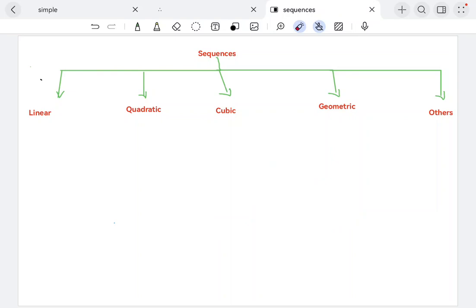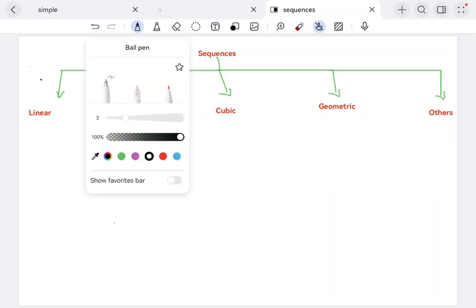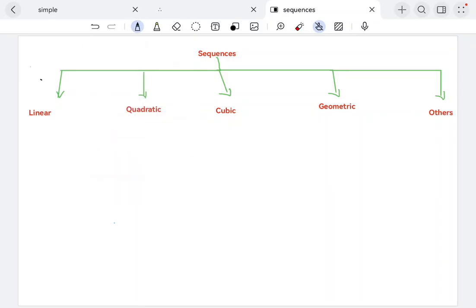First, linear sequence. How do I figure out the linear sequence? When we have the first difference is common. The first difference is common. For example, 3, 7, 11, 15.